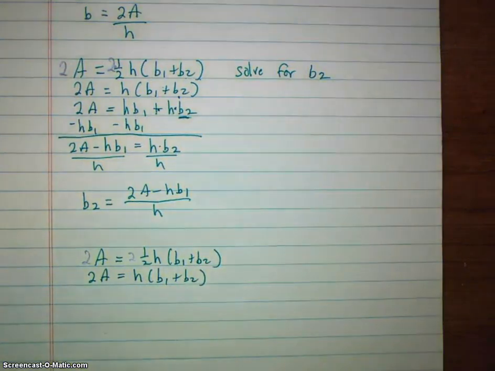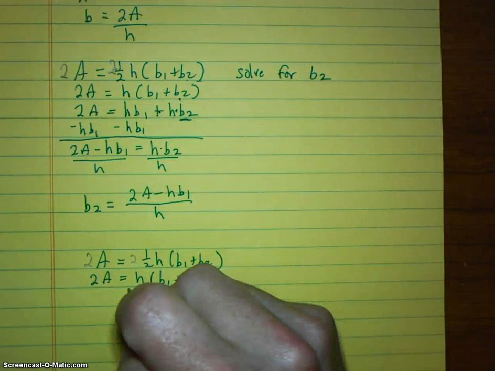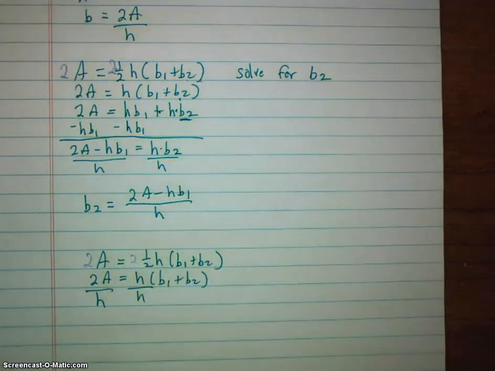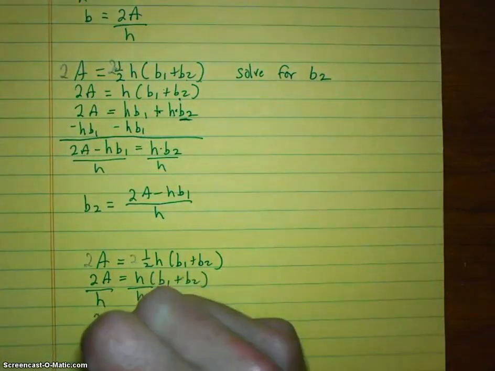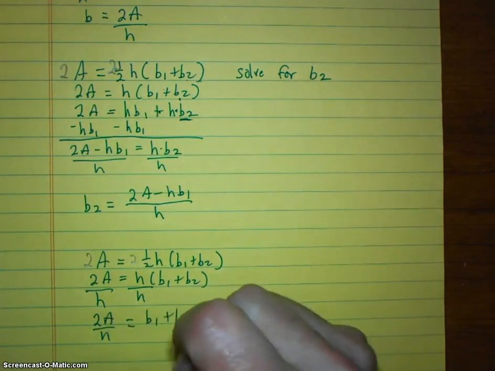Now, last time we distributed. A different way to get rid of this set of parentheses would be to take this equation and divide both sides by h. Get rid of that multiplication. That would also get rid of the parentheses because we don't have the multiplication anymore. We don't need the parentheses. 2a over h is b1 plus b2.